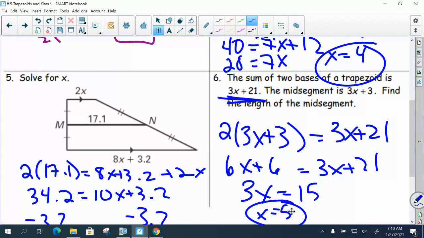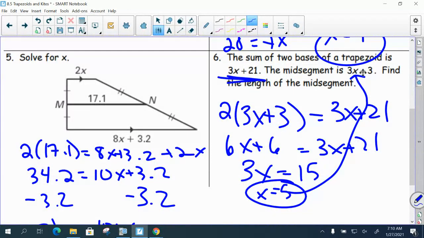Now once you get x equals 5, then you would plug it into the length of the midsegment. So 3 times 5 plus 3 gives us 18. So the length of the midsegment here would be 18.